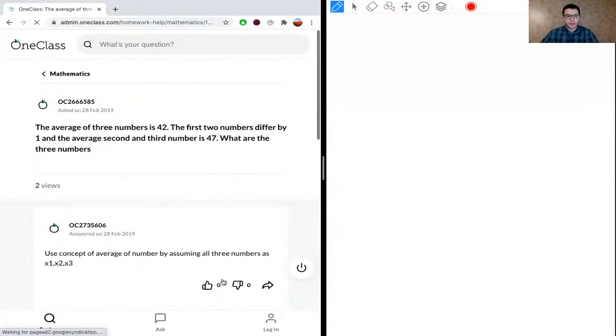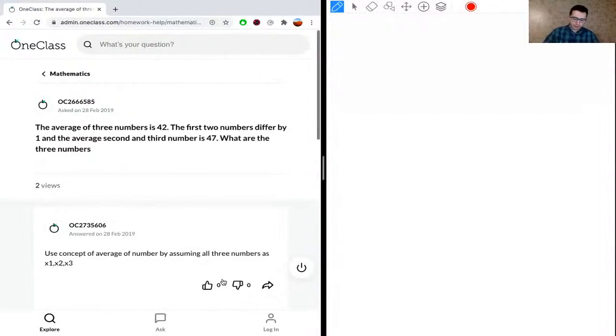Okay, so the next question says the average of three numbers is 42. The first two numbers differ by 1, and the average of the second and third number is 47. What are the three numbers?